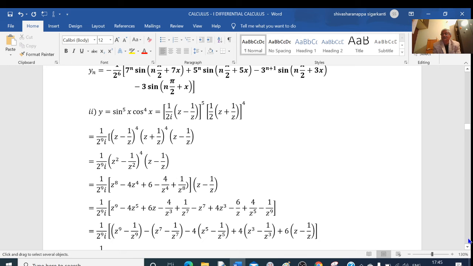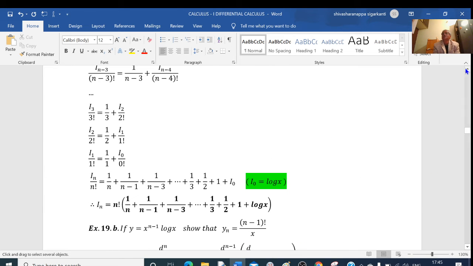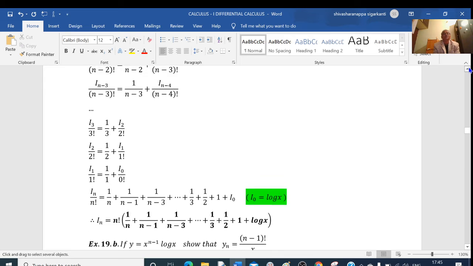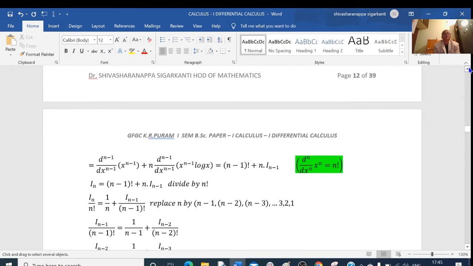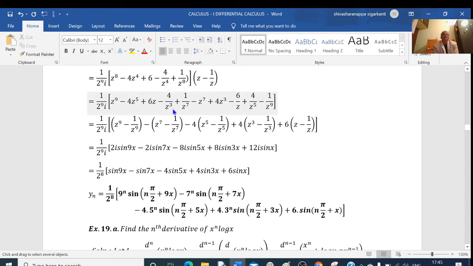Now grouping the terms, z raised to 9 minus 1 by z raised to 9. The z raised to 7 term is these two terms.